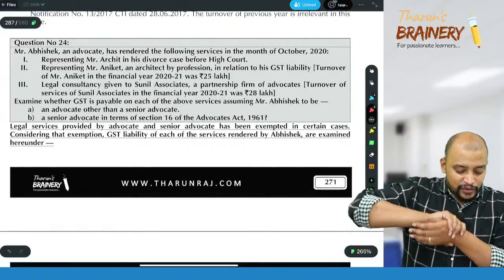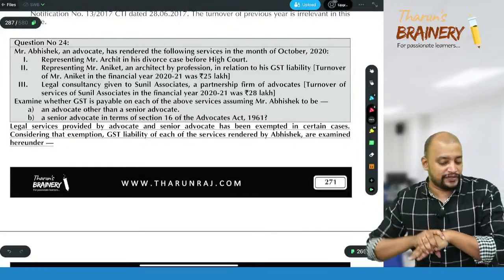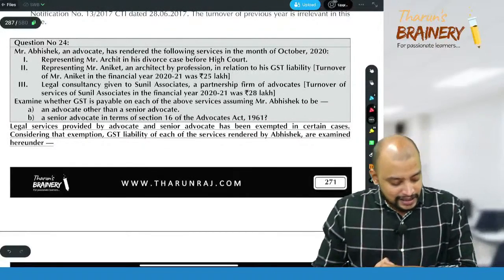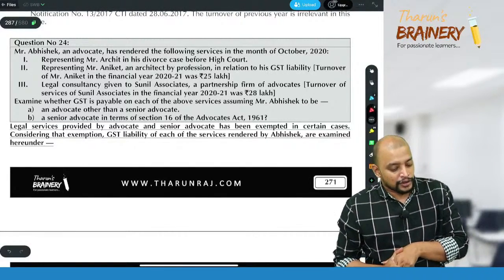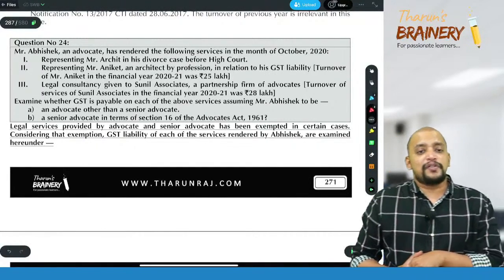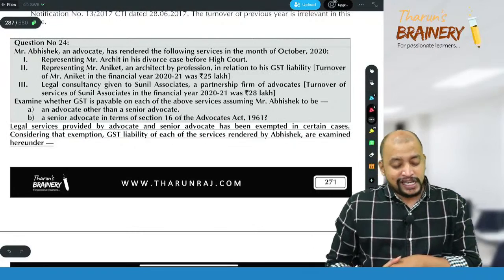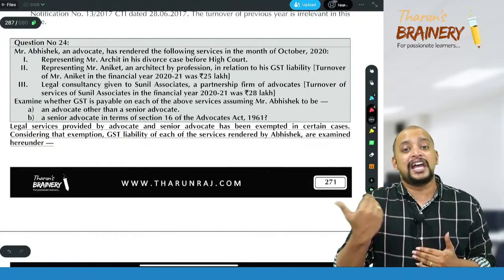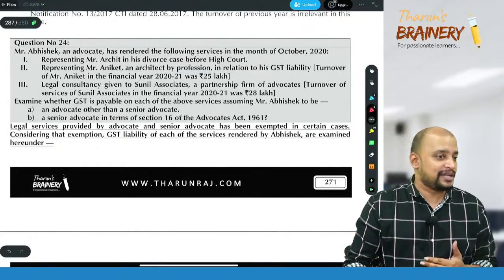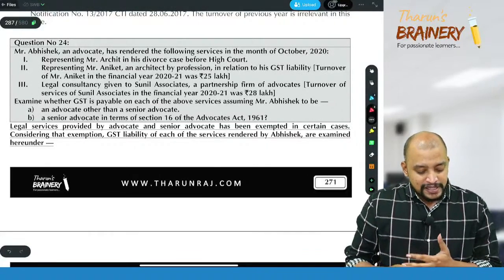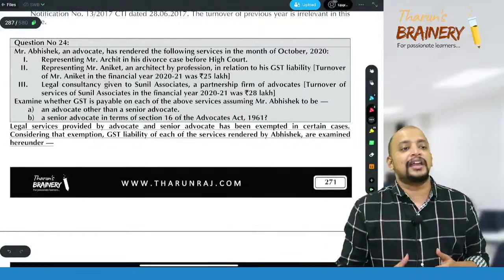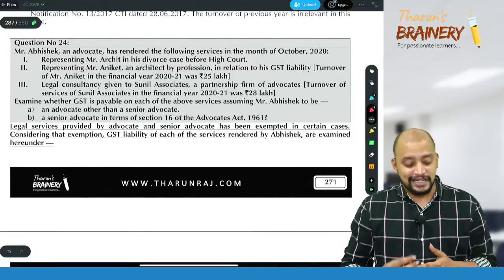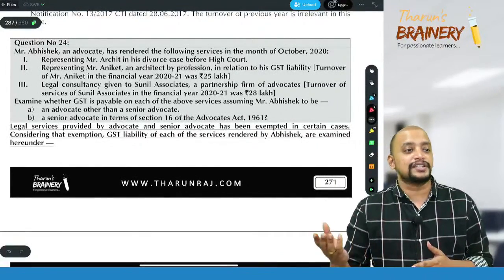Mr. Abhishek, an advocate, has rendered the following service in the month of October 2020, representing Mr. Archit in his divorce case before High Court. Services provided by an individual advocate to a person other than a business entity is exempted. Sir, what if Mr. Archit is into some business? Even then, he will not be considered as a business entity. That is now what? Divorce. How is divorce connected to business?